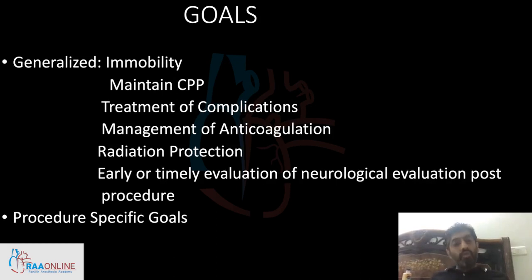Apart from the usual goal of maintaining the CPP, the most important goal in the DSA lab is treatment of complications. Now, the complications are actually procedure specific, but largely you can divide complications into two things: the hemorrhagic complications and the thromboembolic complications. And early intervention in those complications is the key to the final outcome of the patients.